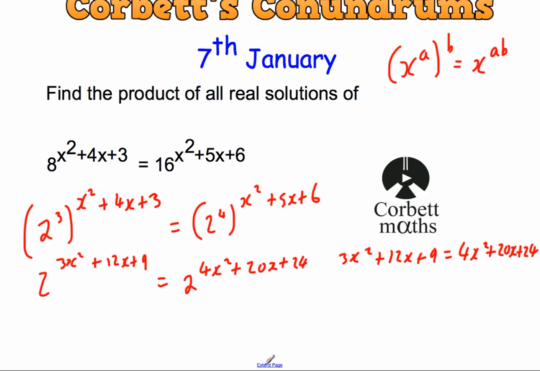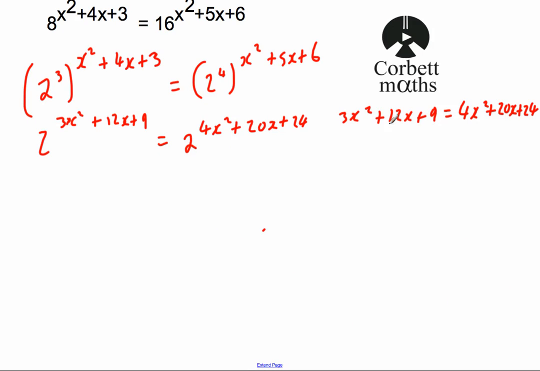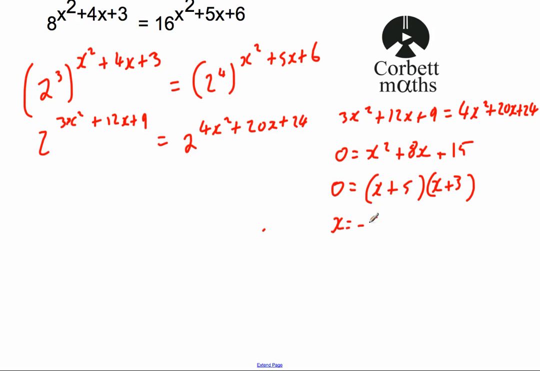Okay, so I'm just going to extend the page, give myself a bit more room. We're taking 3x squared off both sides, or actually bringing everything to the other side. We're going to get 0 equals 4x squared take away 3x squared, which is x squared, 20x take away 12x, which is plus 8x, and 24 take away 9, which is plus 15. Now this quadratic factorizes nicely, so we get x plus 5 times x plus 3. So we've got our solutions. x would be equal to minus 5, or x would be equal to minus 3.